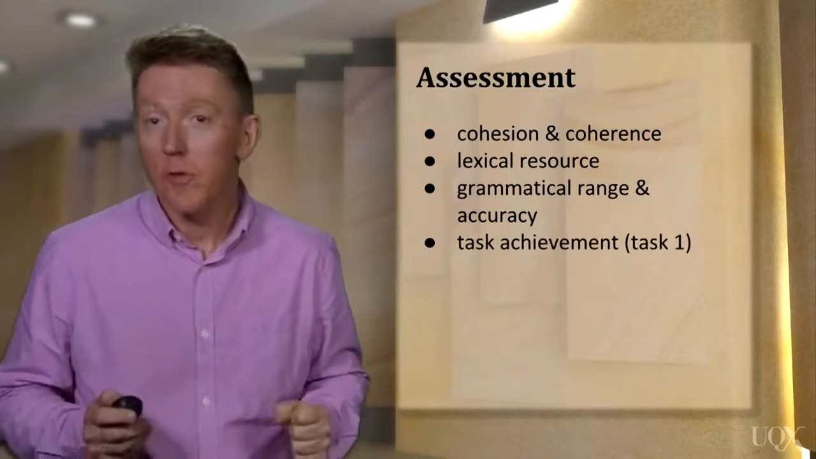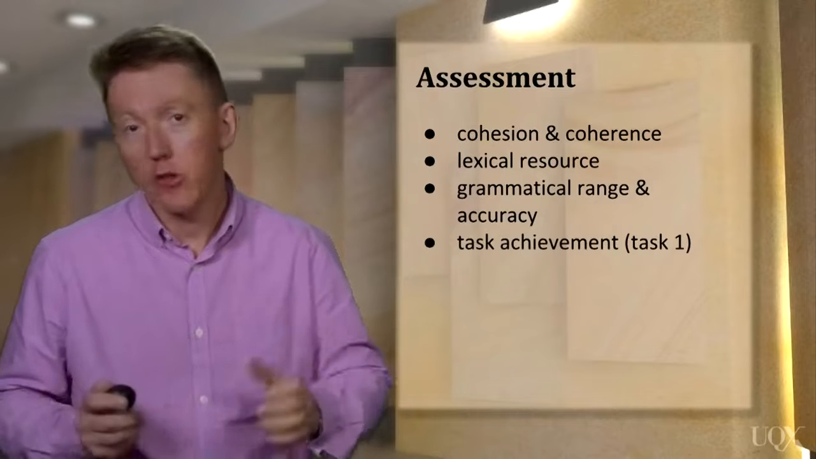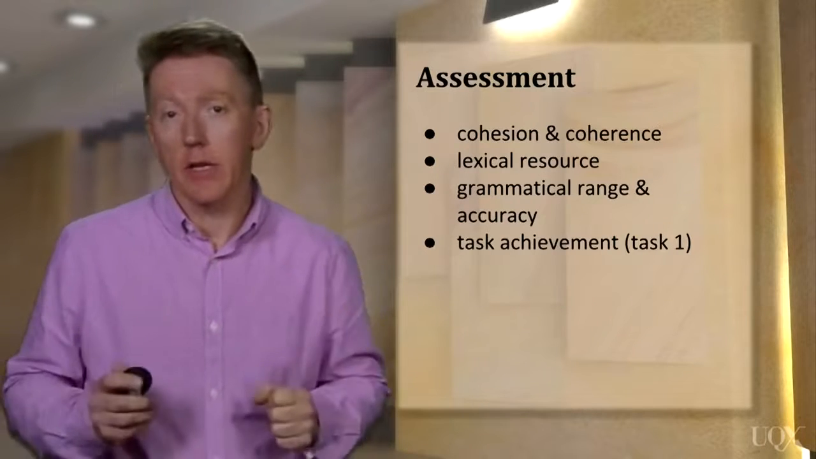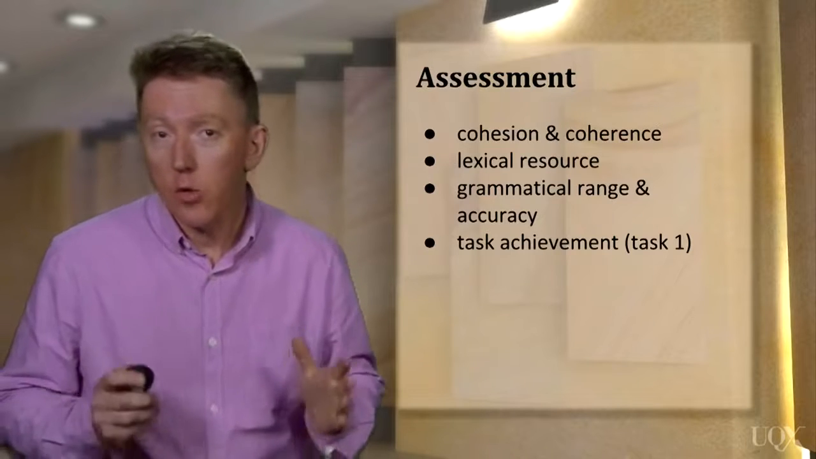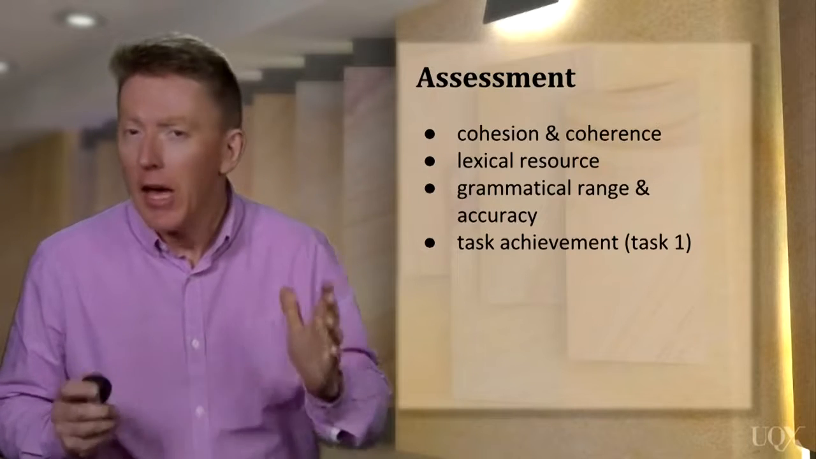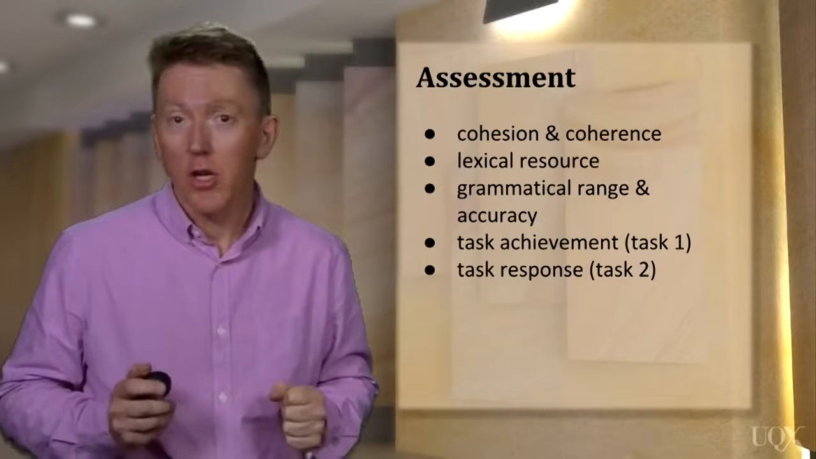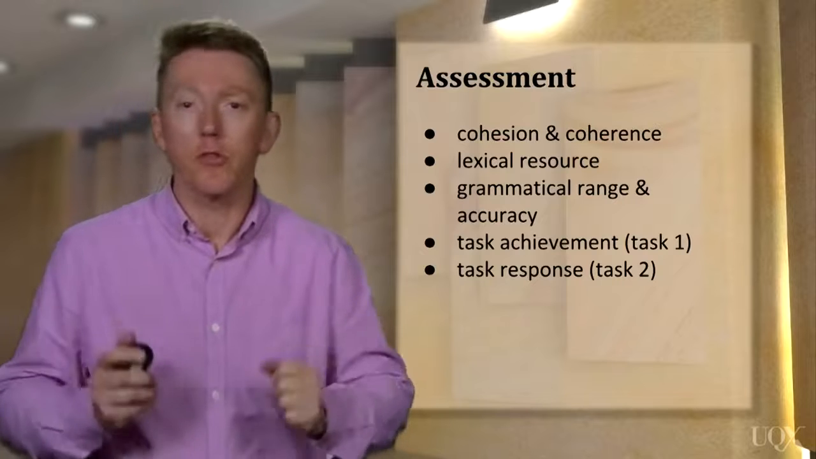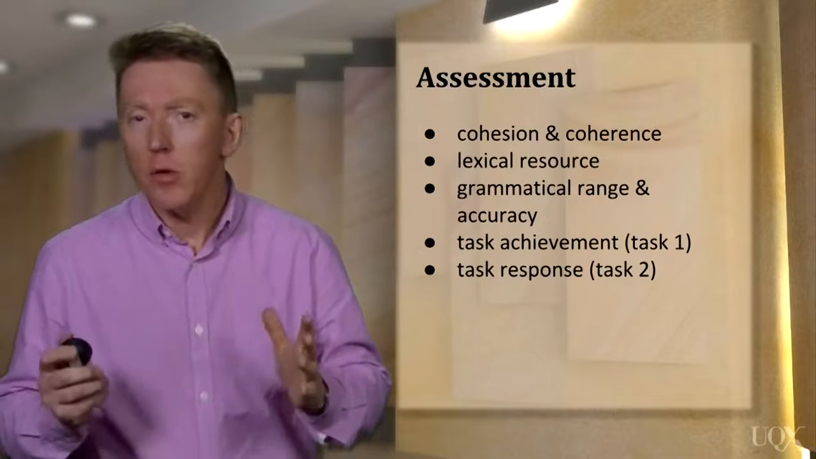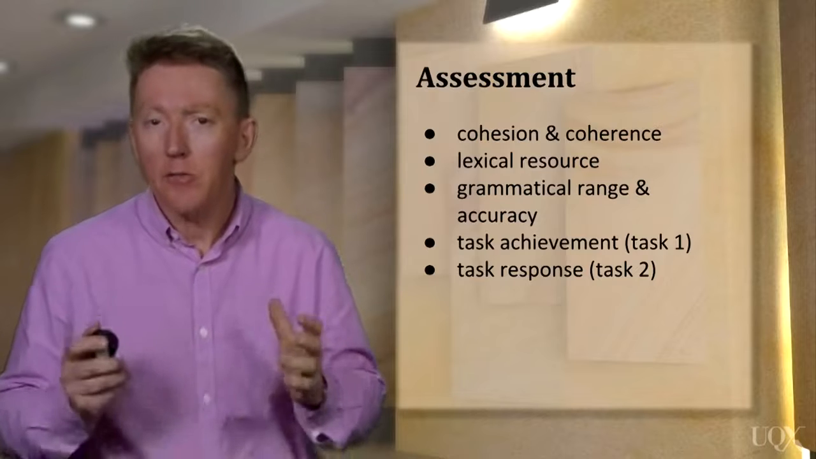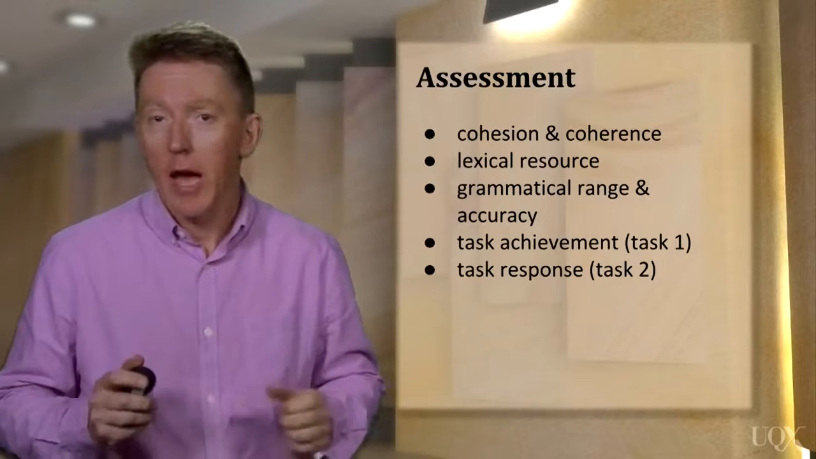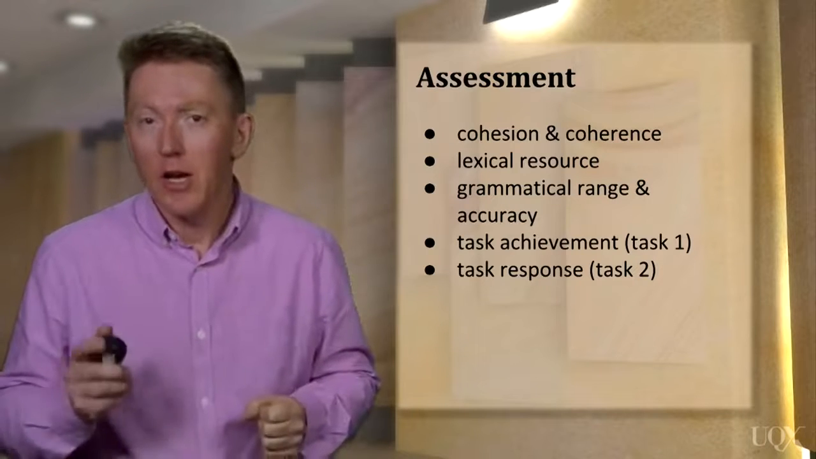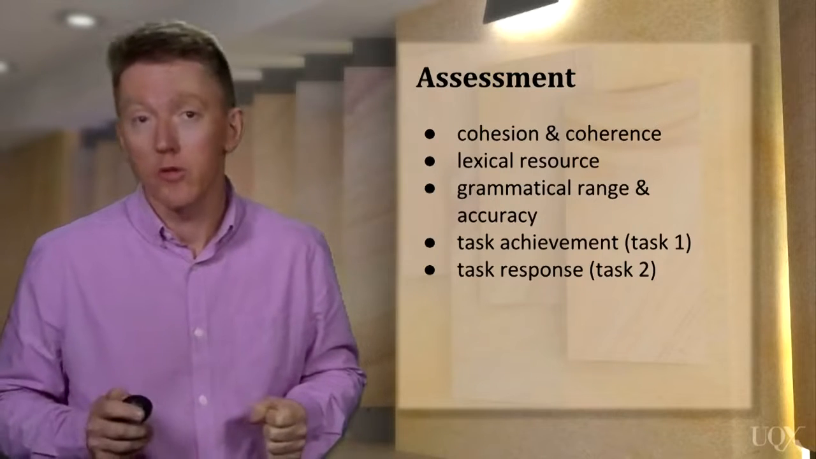Task 1 is a description of a visual, so you'll be marked on task achievement, or how appropriately, accurately, and relevantly you complete the task using at least 150 words. In Task 2, on the other hand, you need to write an academic essay, so you'll be marked on your task response. Here, the examiner will be looking to see how well you can make and develop your position or argument, and how you support it with evidence and examples, to complete the task using at least 250 words.